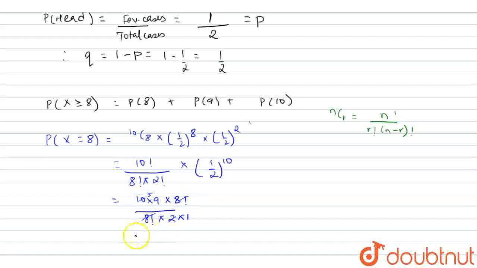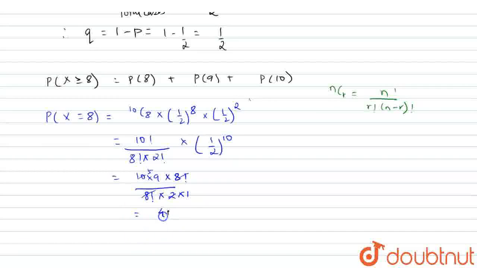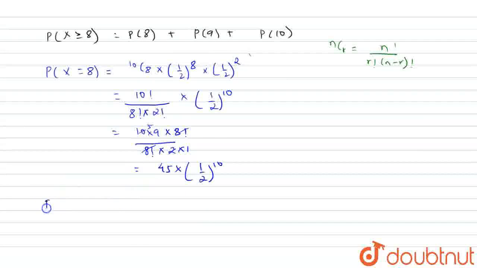So the answer will be what? This will be 45 into 1 upon 2 raised to 10. Right students? This is P of X equal to 8. Now we want to find P of X equal to 9. So over here my small x is 9.